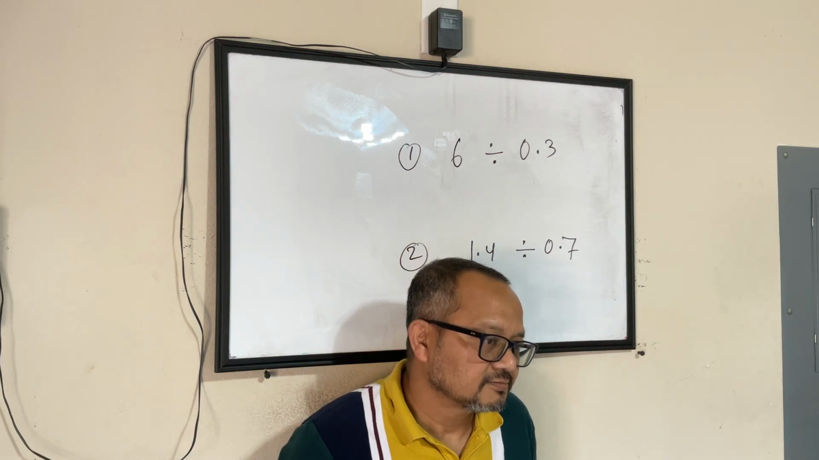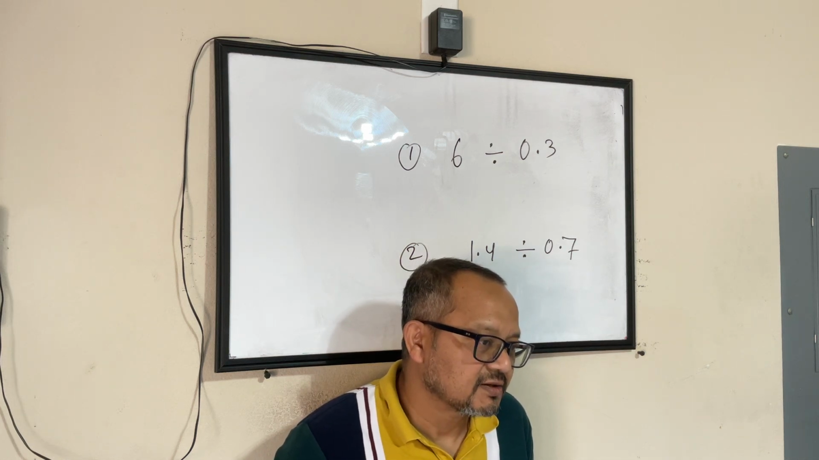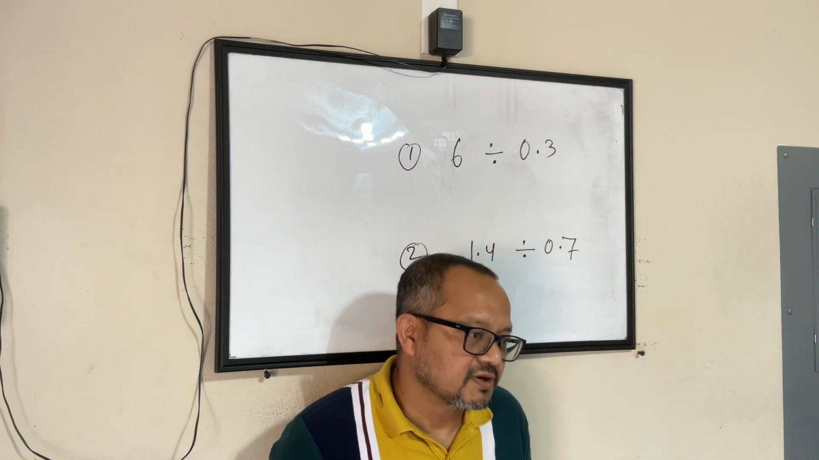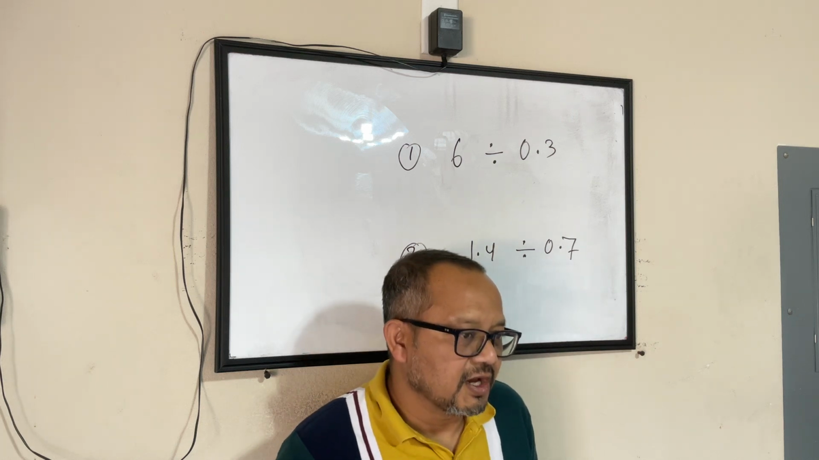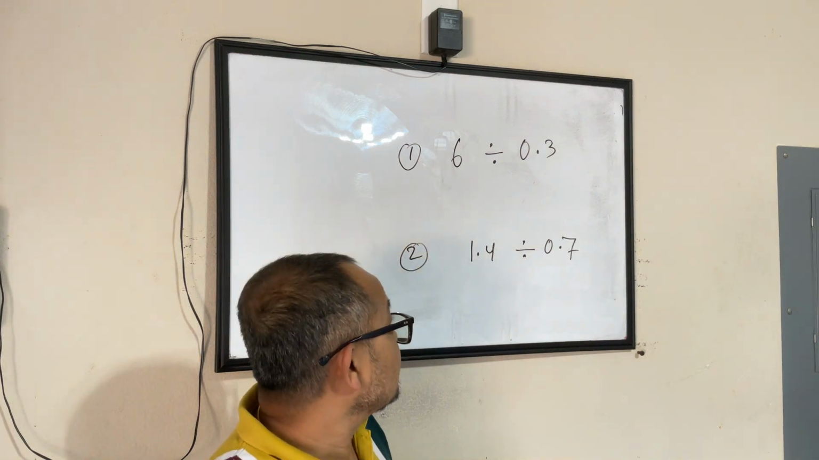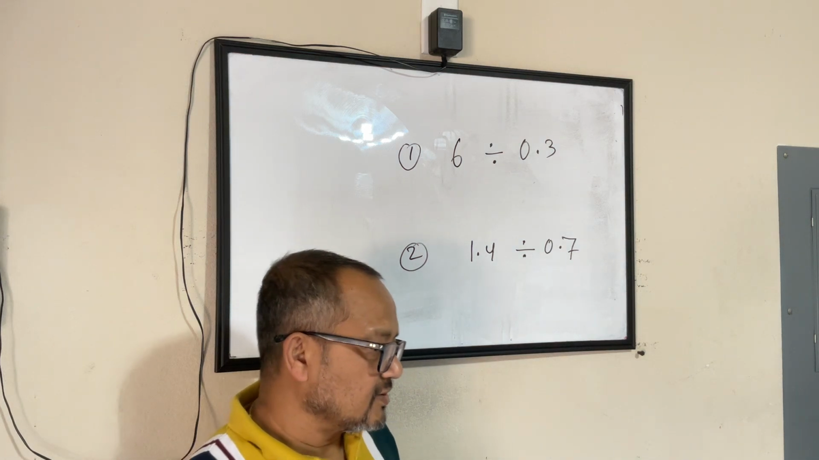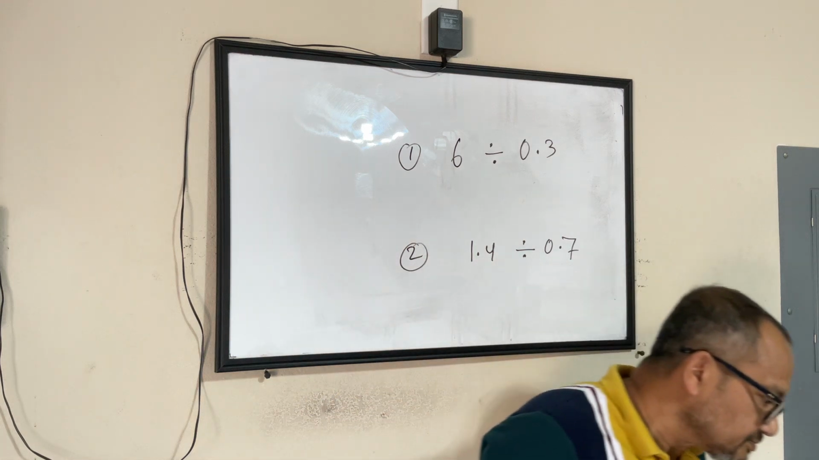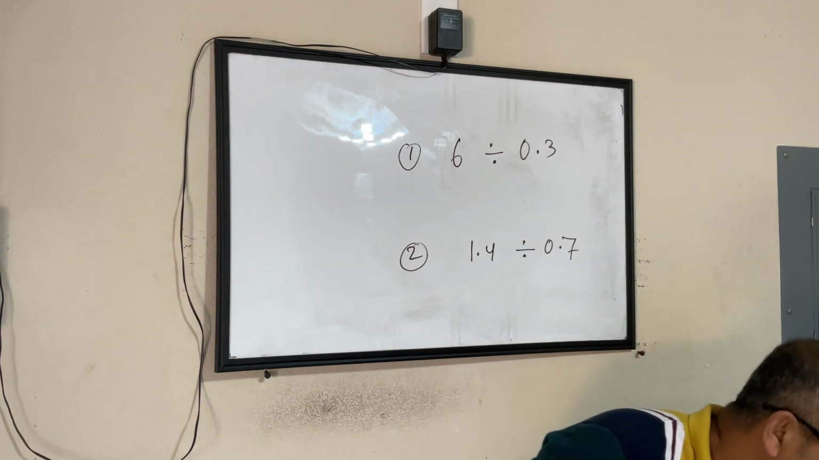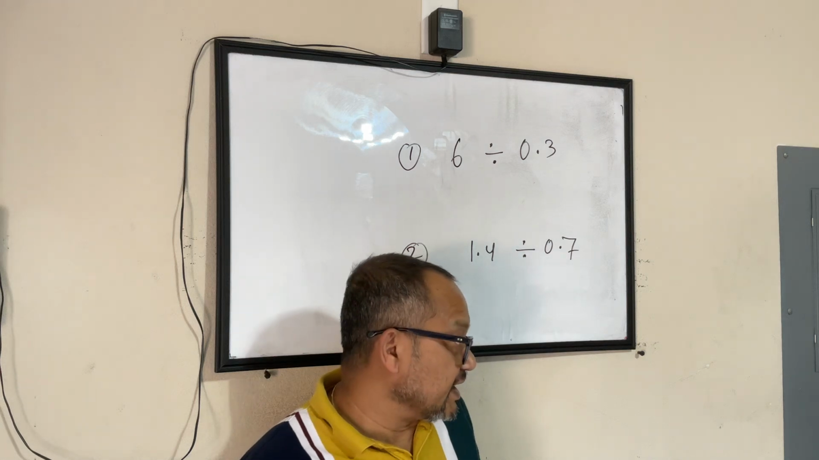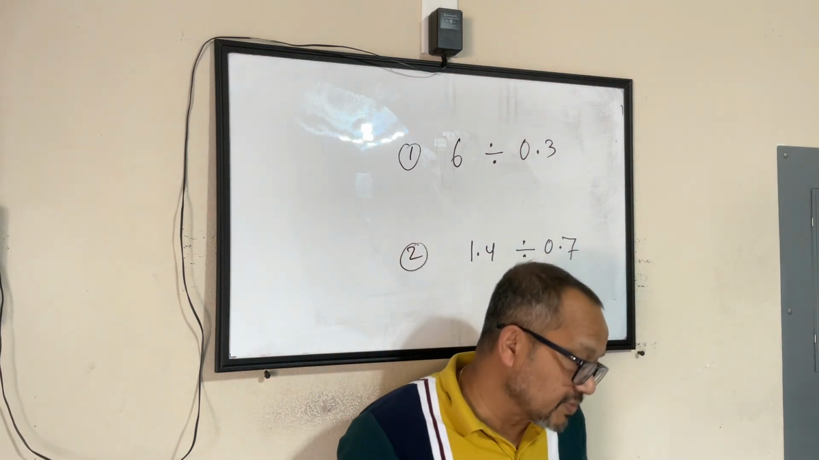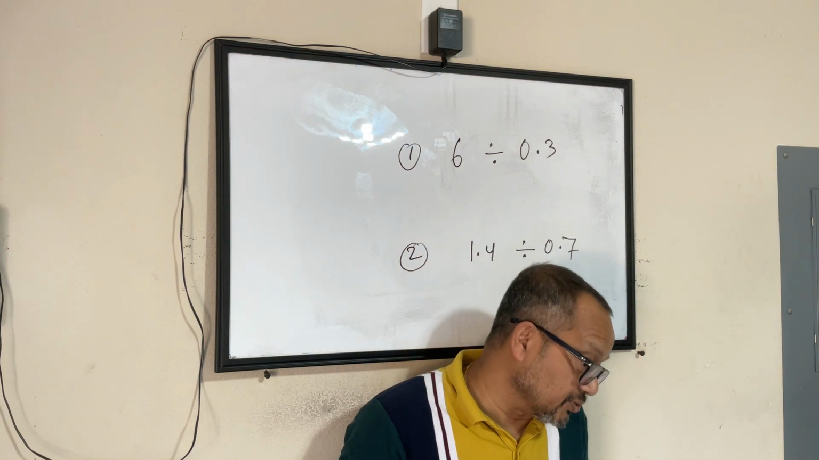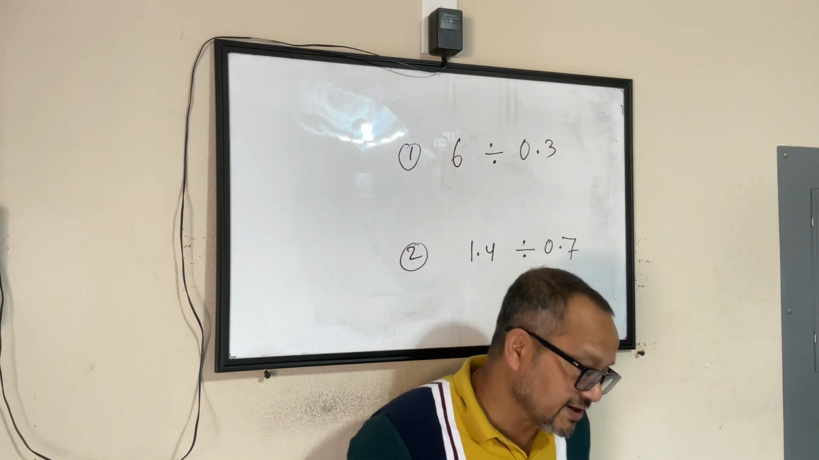I got the answer for the first question. How much is that? 20. Okay. How about the second one? I got 2 too. Okay. How much did you get? 2.0. So I'm saying that if you have finished your problem quickly, that means you have time to review. Review what you did and whether you made any mistake. Just check it.